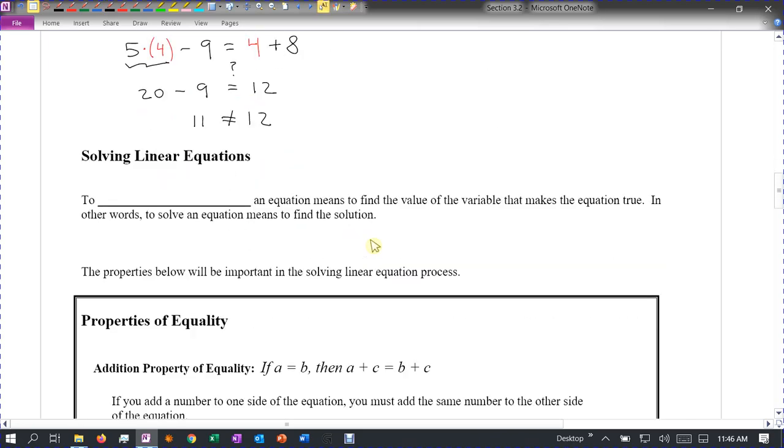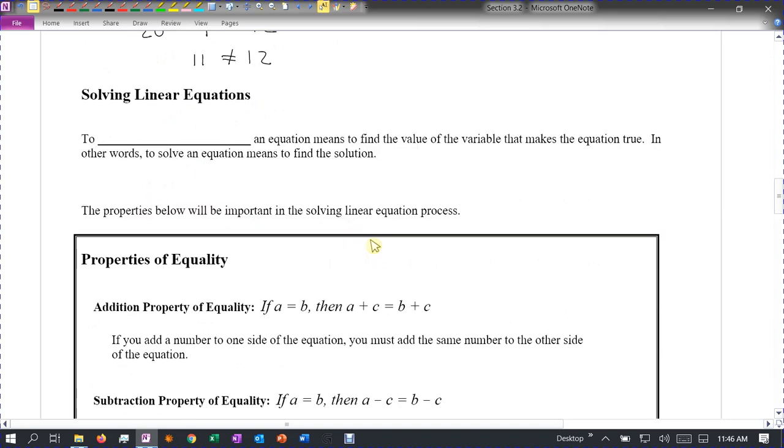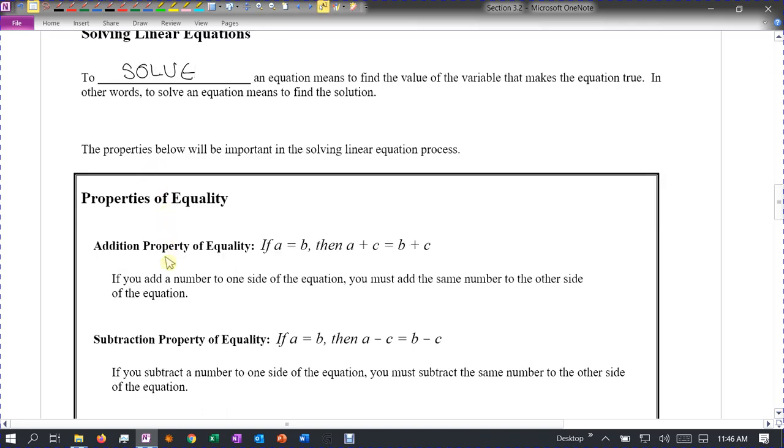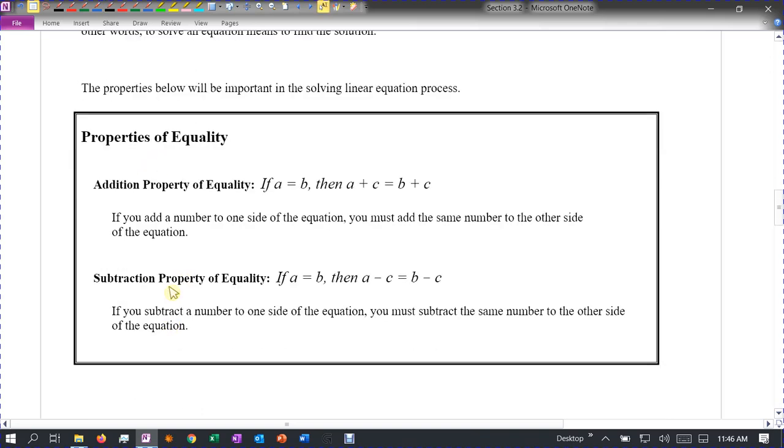Okay, so now we'll get into the main idea here, how we solve linear equations. To solve an equation means to find the value of the variable that makes the equation true. In other words, to solve the equation means to find the solution. When we're solving equations, we want to be able to work with the equation, and these two important properties are what we're going to use to solve equations.